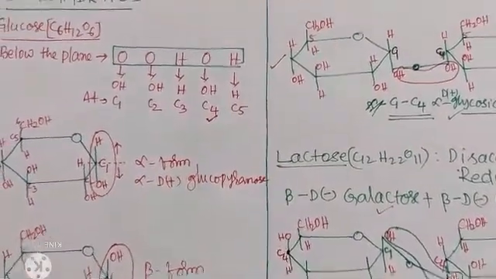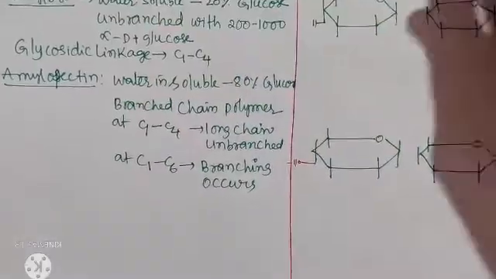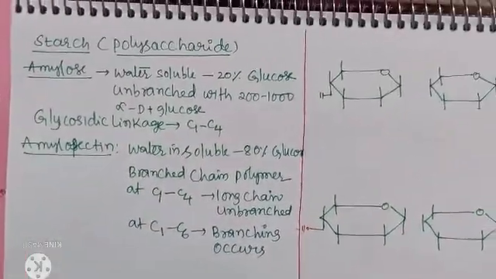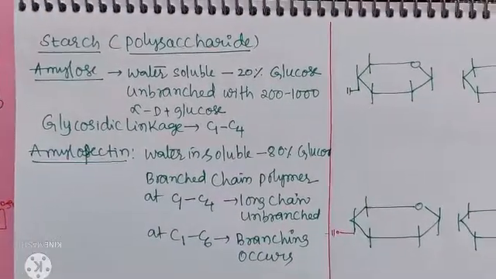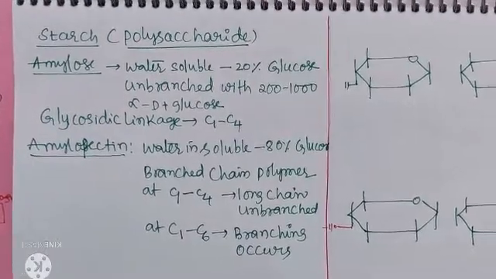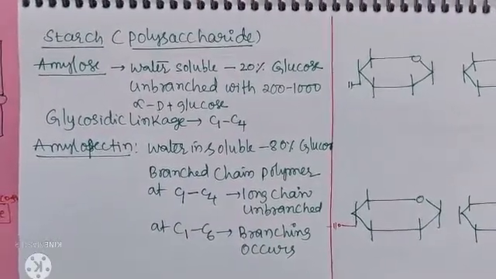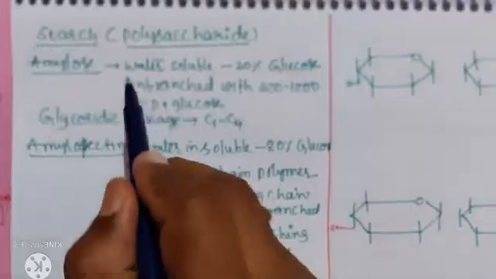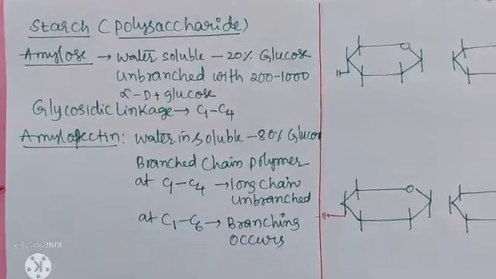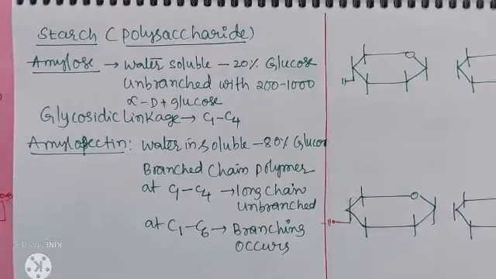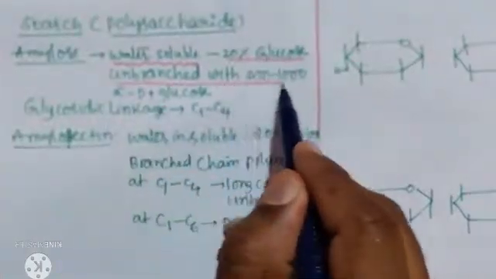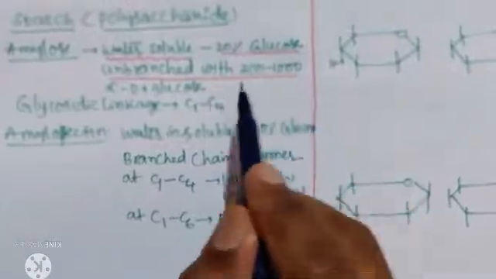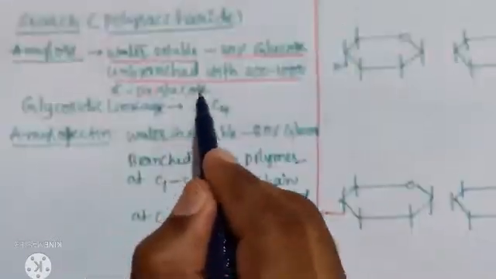Based on this, see here students, I'll give one more important topic, that is the polysaccharide starch. Starch contains two components: one is amylose, another is amylopectin. Amylose is the water soluble component, easily soluble in water, and it constitutes approximately 15 to 20% of the glucose content. It is unbranched, with 200 to 1000 alpha-D-plus glucose units present.